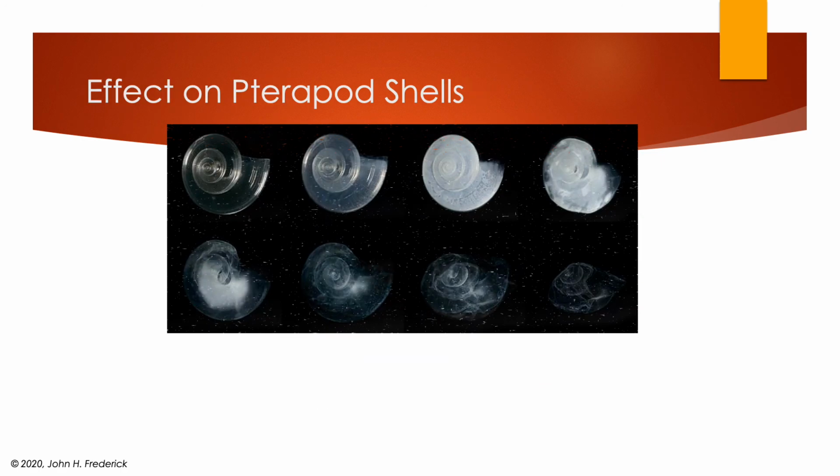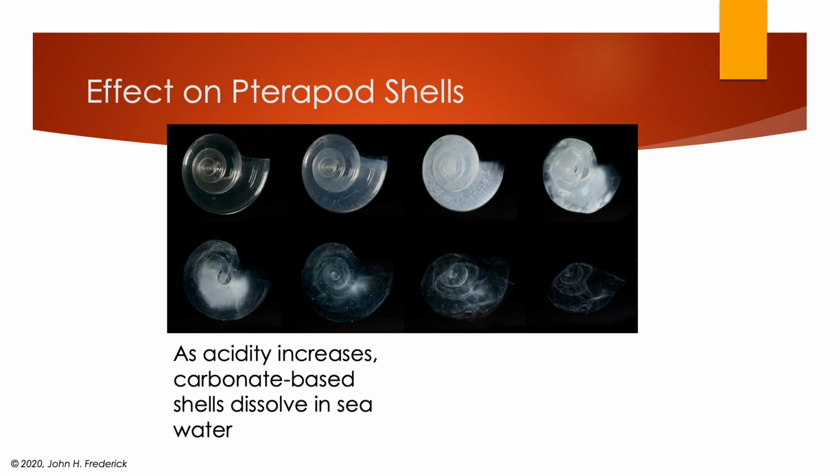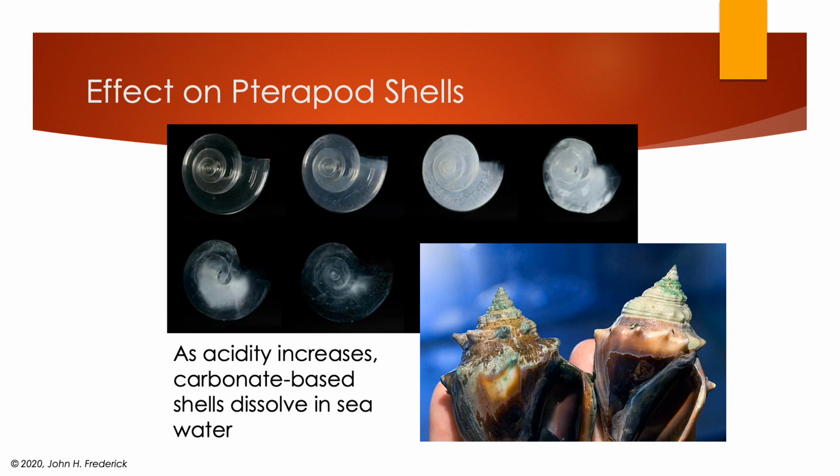And we can see that in this particular photo that shows pteropod shells now shown at various levels of acidity increasing as we go across and down. And we can see that it's not a very good effect. So as acidity increases, the carbonate-based shells dissolve in seawater. And here's an even more graphic demonstration of that. So some people have called ocean acidification the evil stepsister of global warming, and there's a lot of evidence mounting to show that this is a real concern of ours, and it's one that's all coming about because of the special chemistry and equilibria of carbonate.